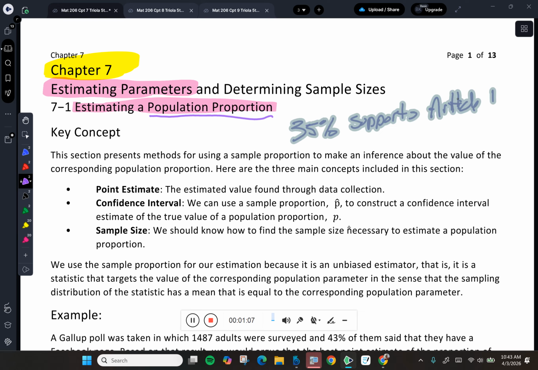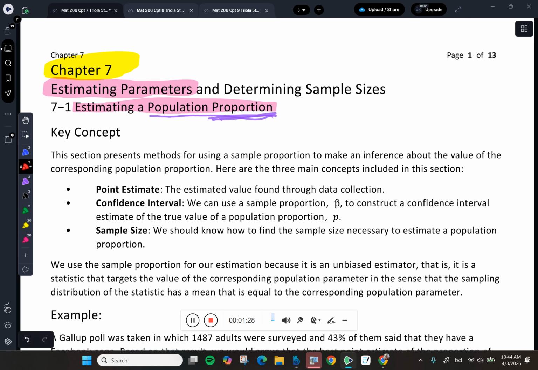What we're going to do is have a question about a population proportion, right? Like what percent support this, or what percent don't support this, or what percent have dogs, or what percent don't have dogs, those sorts of things. And then our question is, how can we gather data and get a reliable estimator for that population proportion?